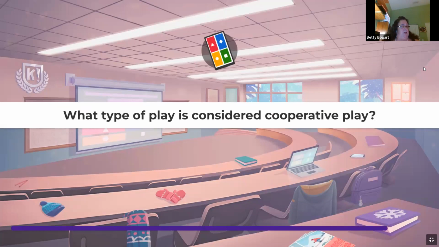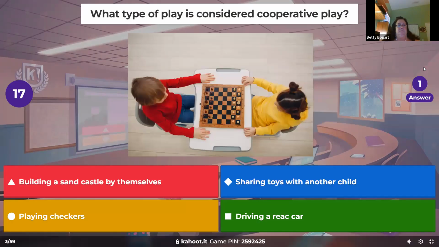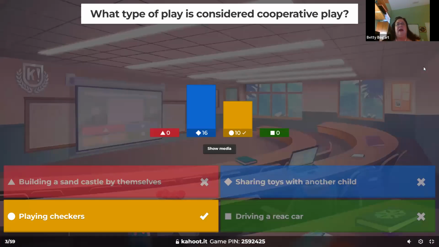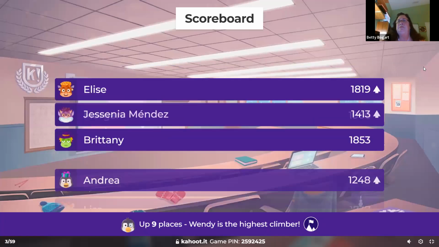What type of play is considered cooperative play? So cooperative play is, again, playing together, 2 or 4 or 6 kids together, but there is a goal in the end. 2 kids together is checkers, but they could play something else. This is what you do to win. There's a goal, something to achieve to win the game.